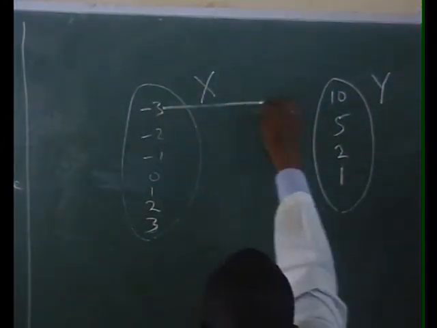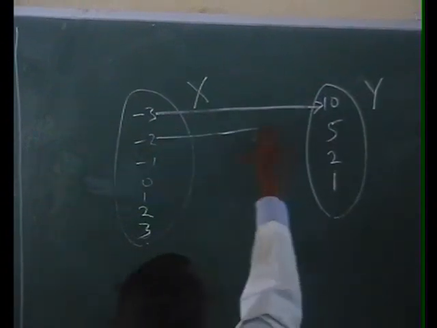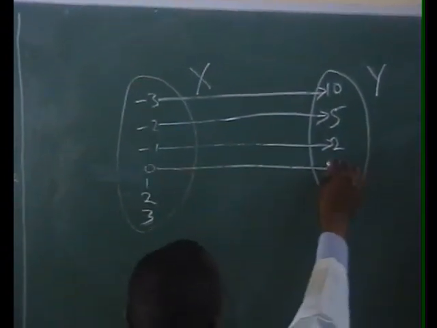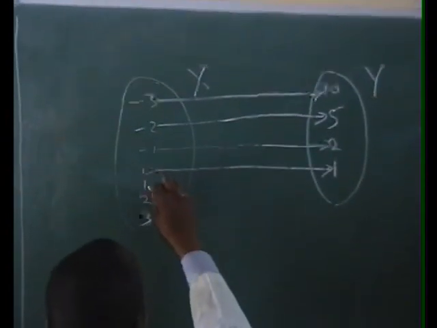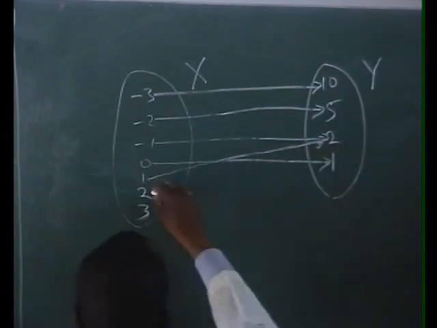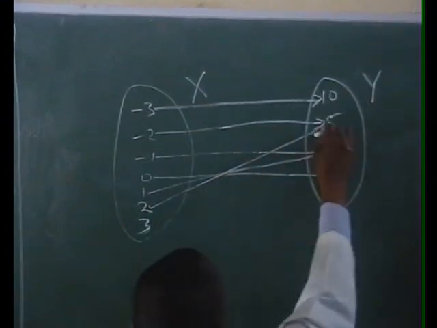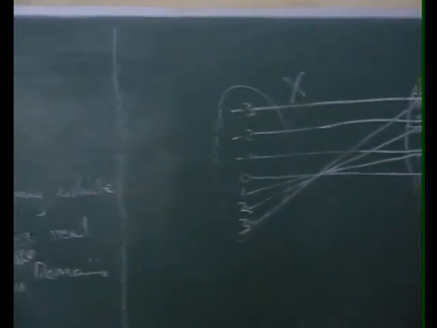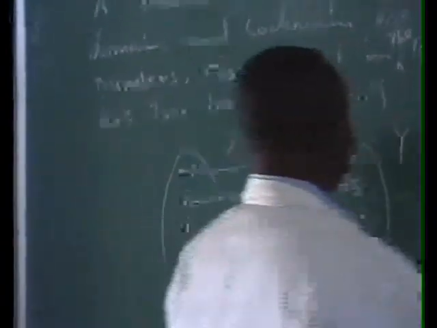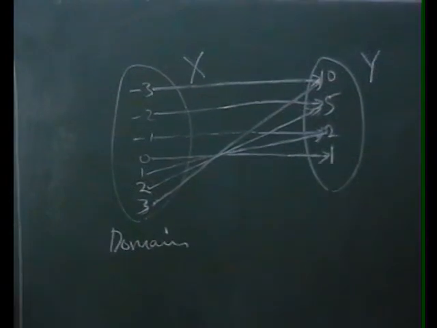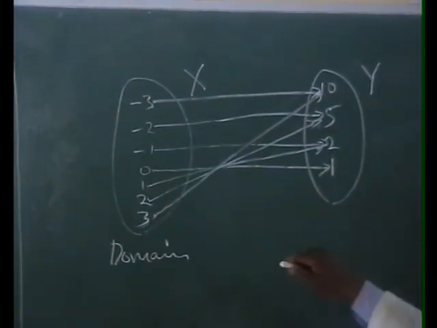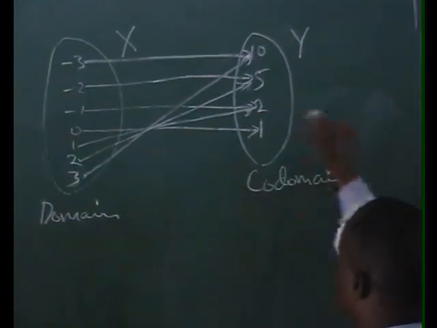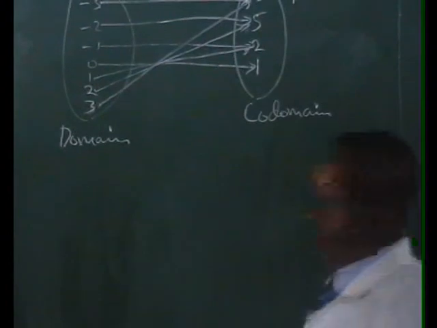Minus 3 is mapped to 10. Minus 2 is mapped to 5. Minus 1 is mapped to 2. 0 is mapped to 1. 1 is mapped to 2. 2 also is mapped to 5. And 3 is mapped to 10. All the elements in the domain are mapped, which is one of the laws of function. There is no element that can remain in the domain. If it does, then it is not a function. And then here we have the codomain.